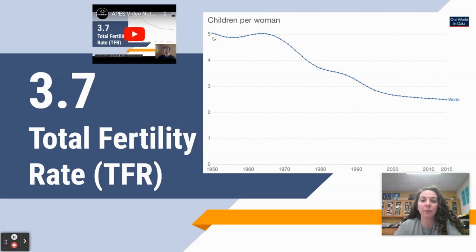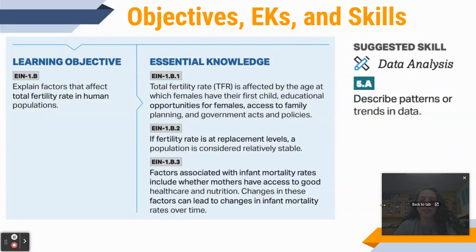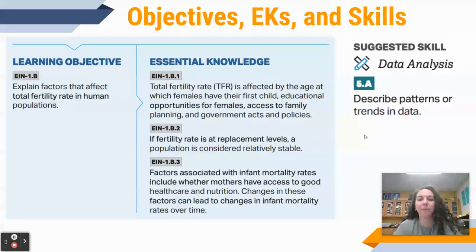Okay, so we could see back here in the 50s, the average was all the way up here at like 5 children per woman, coming all the way down, almost half, to 2.5 children, not percent. So I want you to think about why that could be. So today we're going to explain factors that affect the total fertility rate, and then you're going to describe patterns or trends in data. That's going to be a really important skill for the rest of this unit.